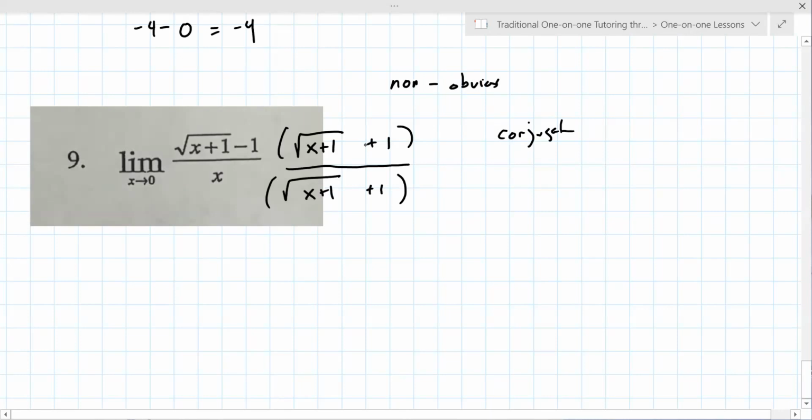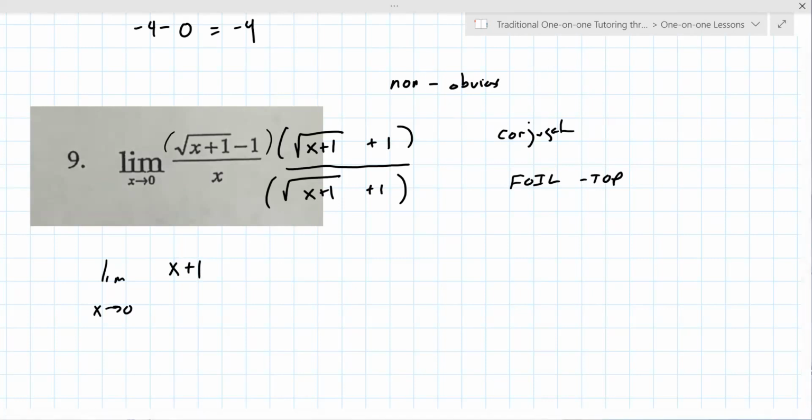So the top you're going to FOIL. Square root of x plus 1 times square root of x plus 1 is just x plus 1. Square root of x plus 1 times 1 is just square root of x plus 1. Now, when you do the outer and inner, do you see that those cancel?